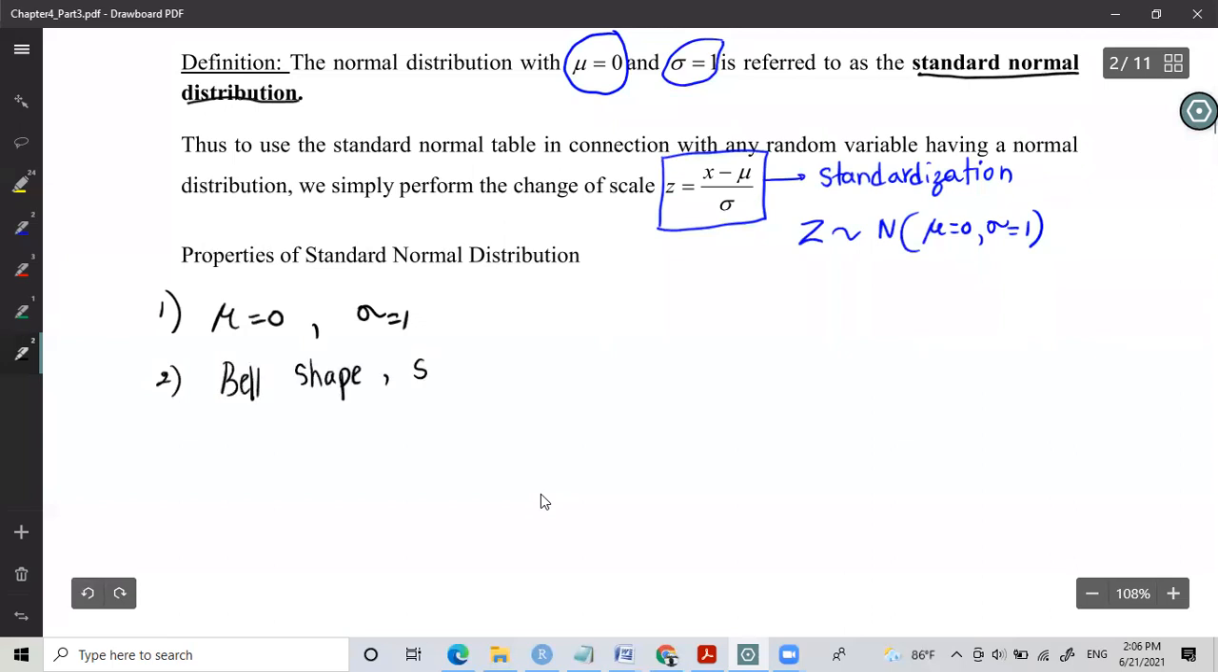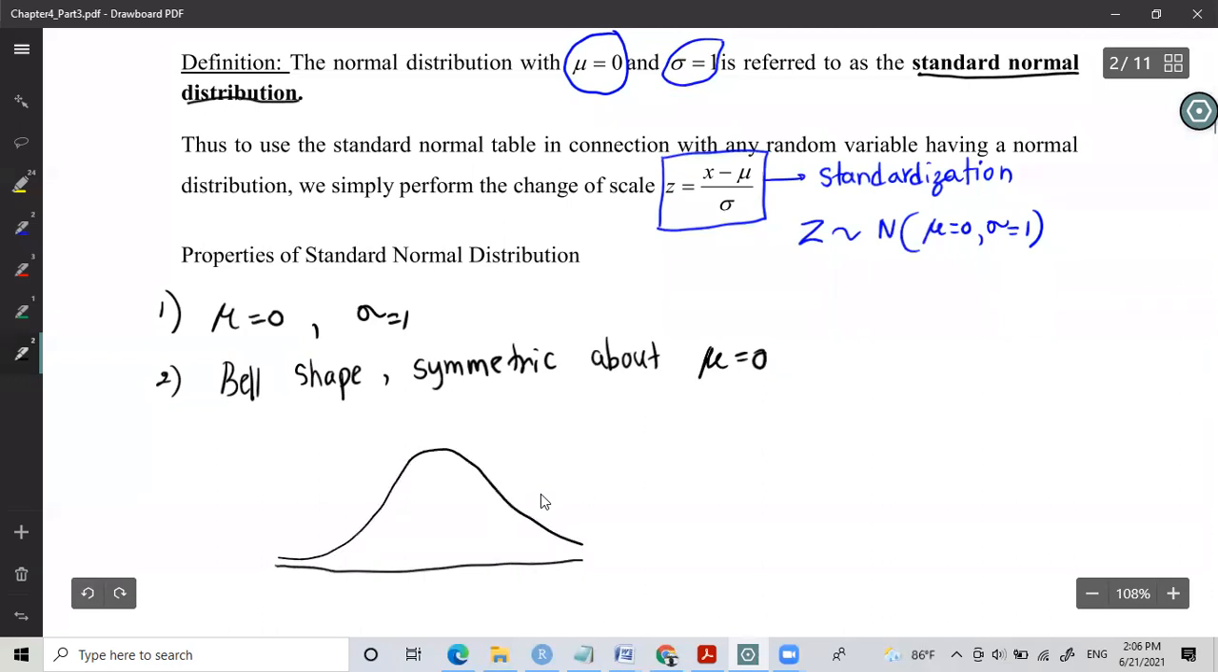And it is symmetric about what? We know the normal distribution is symmetric about the mean, and the mean is 0. So it is symmetric about 0. Same bell shape, and you have the symmetry about 0. So you have positive Z values to the right and negative Z values to the left.